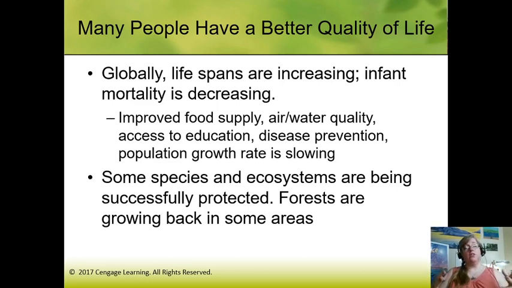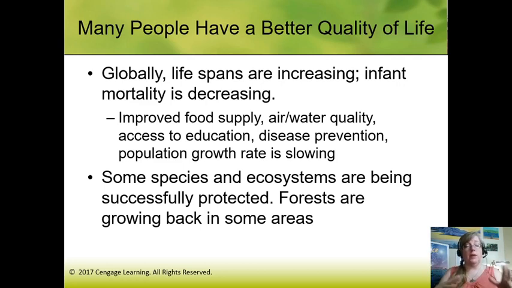So globally also, lifespans are increasing and infant mortality is decreasing. We're living longer and fewer babies are dying in infancy. We have improved food and water and air quality. We have access to education most everywhere. That's one of the main things we'll talk about if we want to bring developing countries up into developed countries, they need access to education. That's the main thing, especially for women.